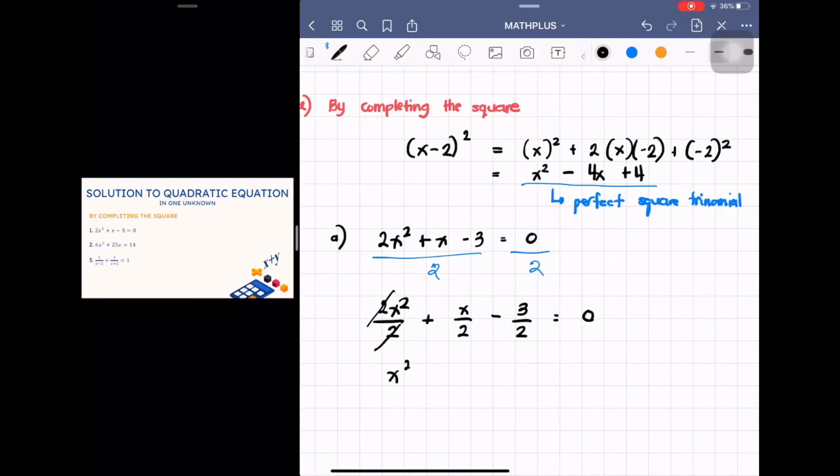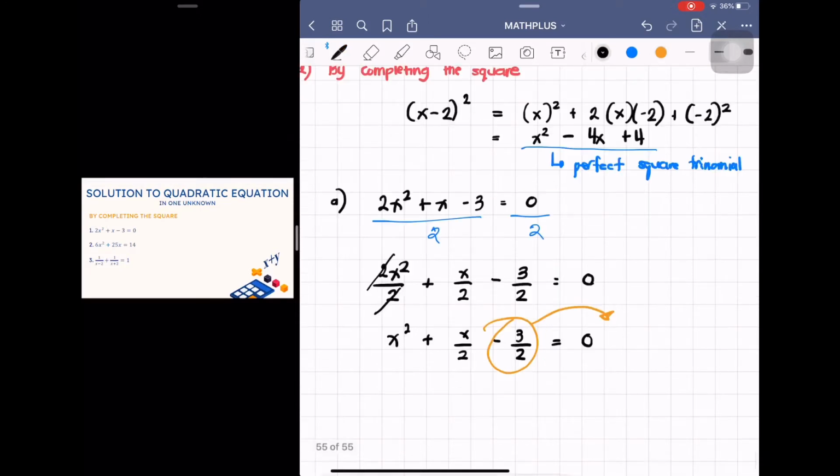Thus, you have x squared plus x over 2 minus 3 halves equal to 0. Okay? The next thing you're going to do is move the constant term to the right side of the equation. So in that sense, you have to move the constant to the right side of the equation. It will create an equation that looks like this.